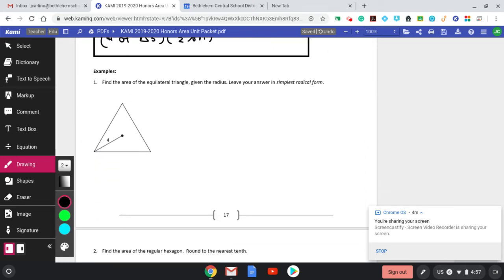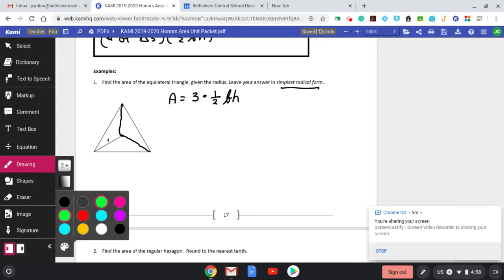Find the area of this equilateral triangle given the radius. Leave your answer in simplest radical form. It's been a while. All right, so what I'm going to figure out is, from the center, how many triangles can I draw in? And I'm going to be able to draw in 3 of them. Okay, so the area here is going to be 3 times 1/2 base times height of one of them. So let me highlight one of them in green right now.